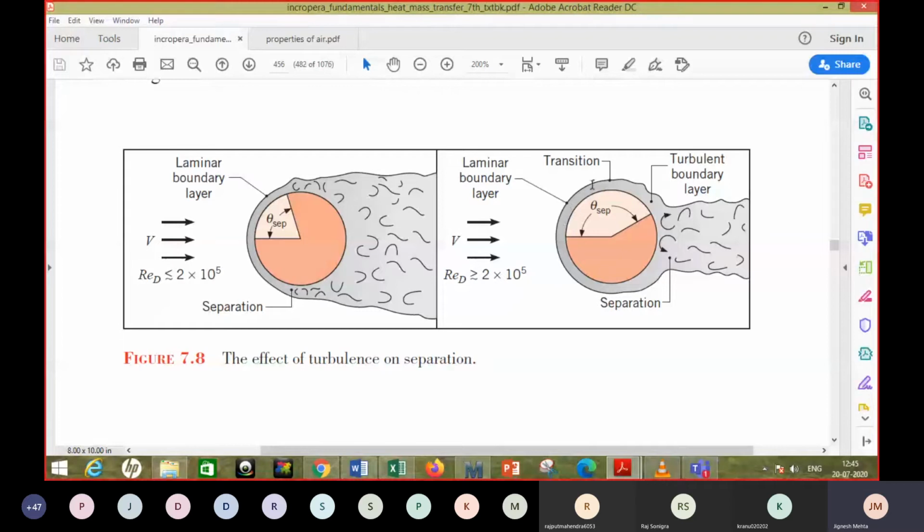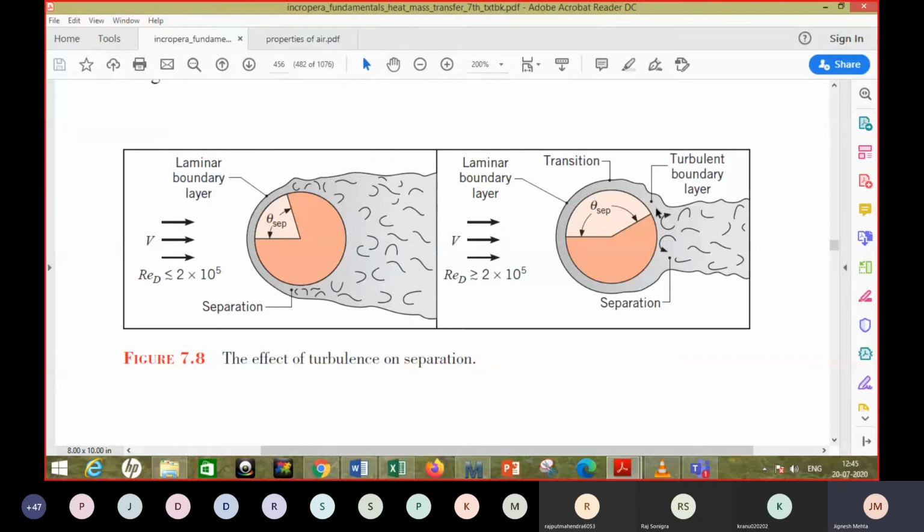But then the velocity picks up, and there is transition and the flow becomes turbulent, right? The flow becomes turbulent, but still you can say that the separation has not occurred. You see a random movement pattern of the parcels of fluid. The flow becomes turbulent, but still it has remained attached to the cylinder.